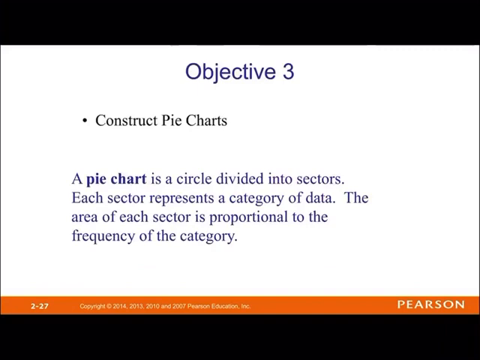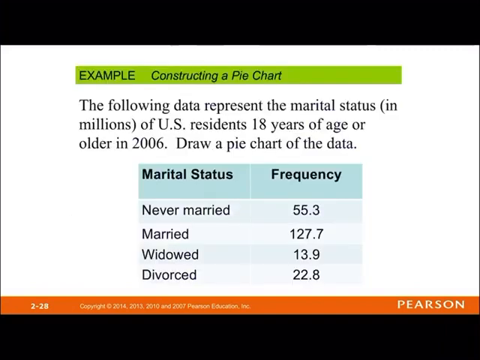Okay. So pie chart. A pie chart is a circle that's divided into sectors, and each sector represents a category of data. The area of each sector is proportional to the frequency of the category. Again, we're going to look at our same set of data. We're going to talk about our marital status from 2006 only this time. The following data represents the marital status in millions of U.S. residents 18 years of age or older in 2006, and we want to draw a pie chart of the data. It's the same exact data that we just did. We're just going to do it in a different way.